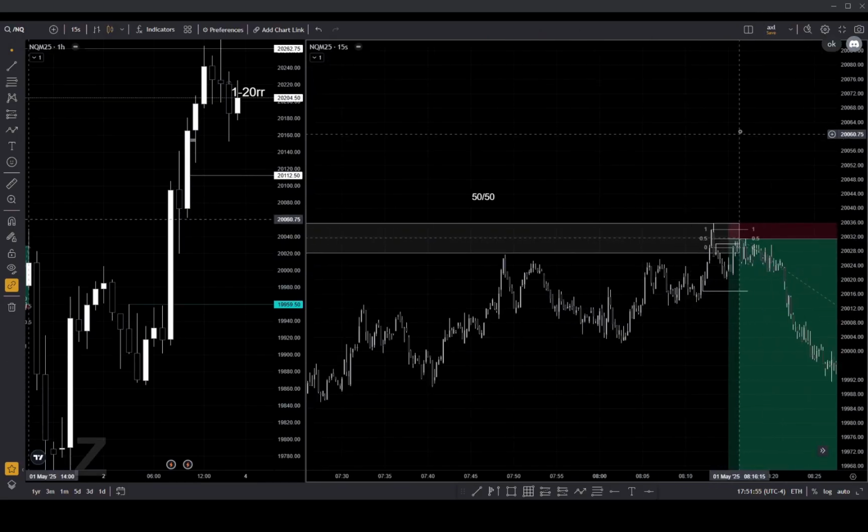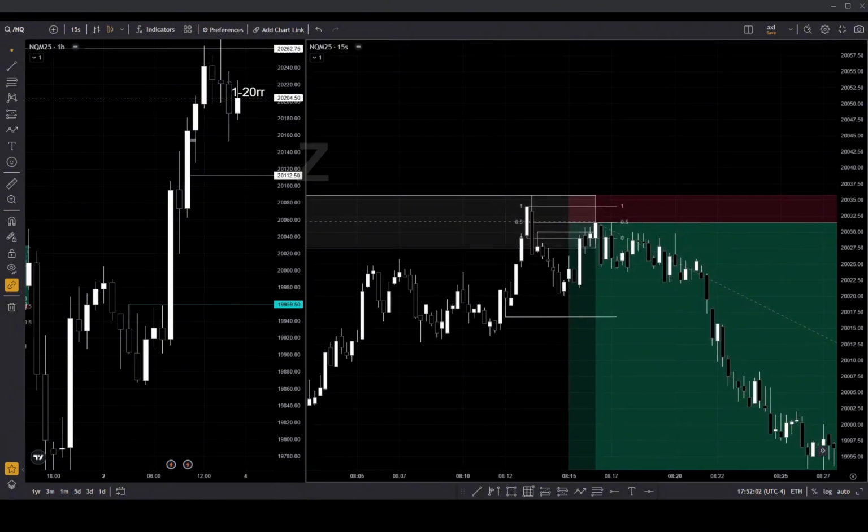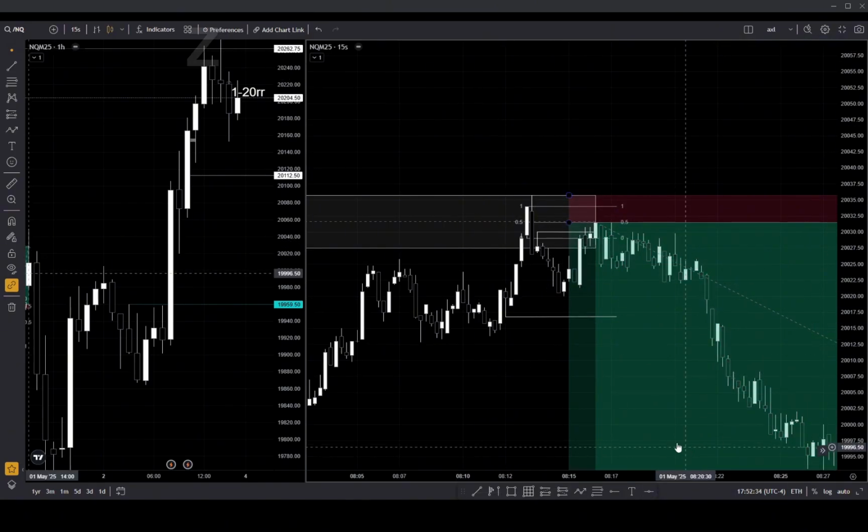Do you have any questions so far about this trade? Or no questions? 15 seconds is very small, so don't wait for a proper change of structure. Yeah, you have to wait for a change of structure, but like I told you, I don't wait for a change of structure right here. I'm going to show you a change of structure in the next example.